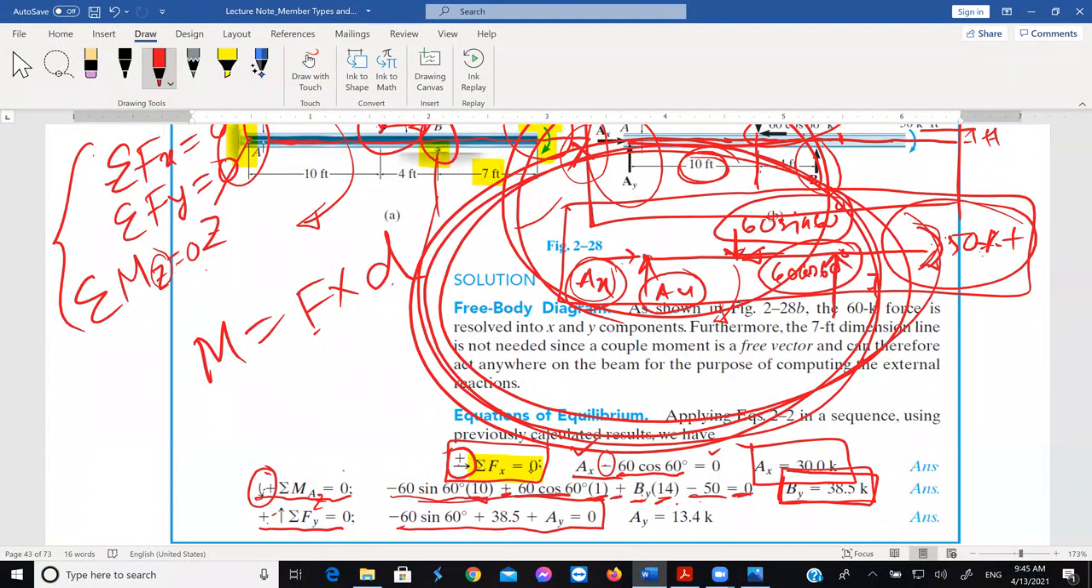Now, if we make the equilibrium of vertical forces, assuming vertically upward forces positive, we can have the summation of these three components of forces, and we can get the vertical reaction at A equal to 13.4 kip. So that's how we analyze our structure.